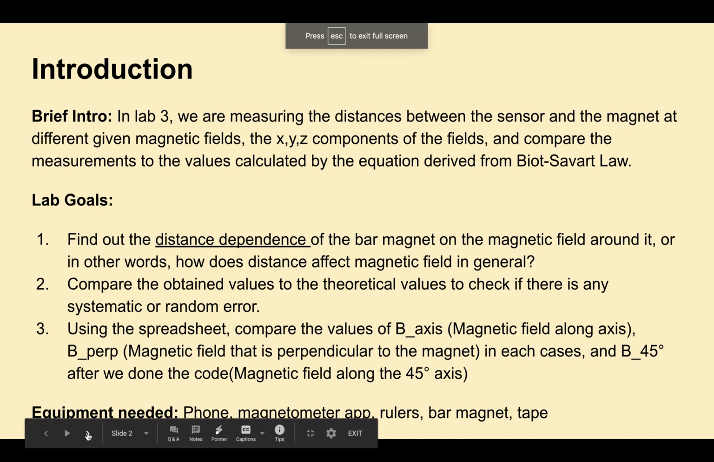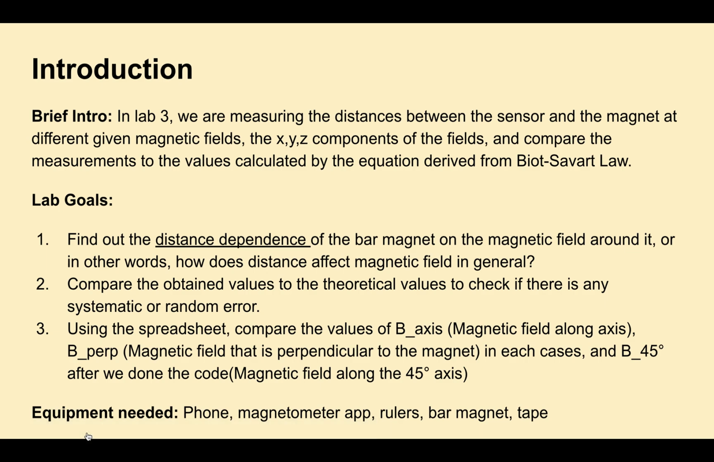In lab 3, we're measuring the distances between the sensor and the magnet at different given magnetic fields, the XYZ components of the fields, and comparing the measurements to the values calculated by the equation derived from the Biot-Savart law.